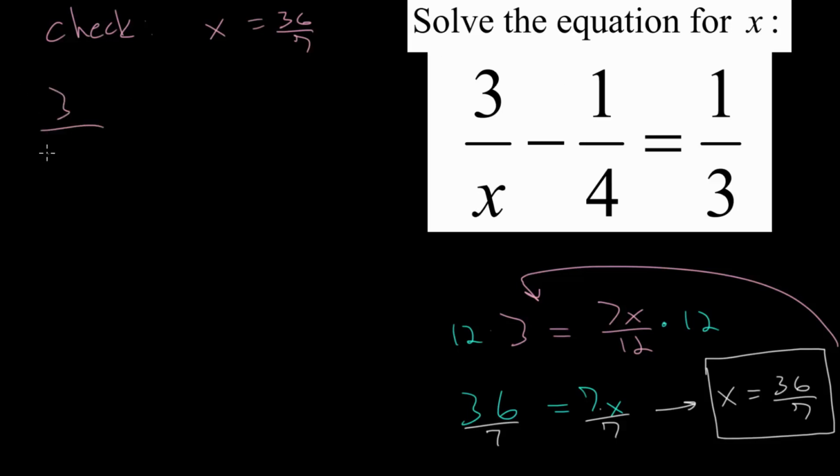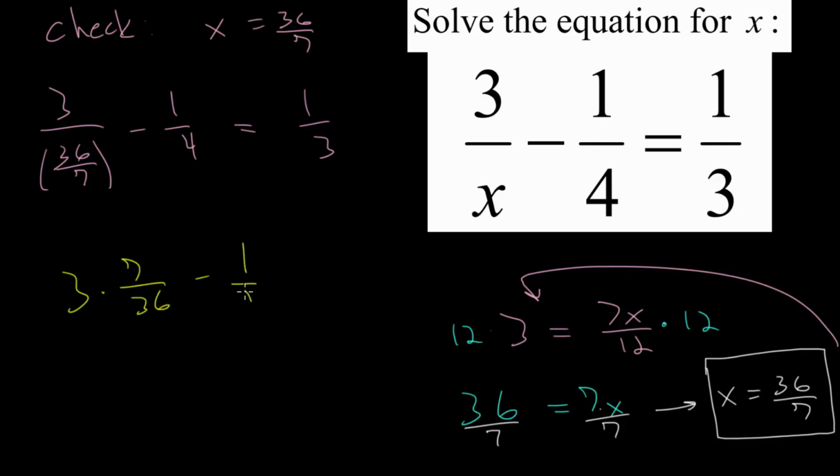So that we get 3 over 36 over 7 minus 1/4, and this should equal 1/3 if we're doing everything correctly. And notice here we are dividing by a fraction, so we can change this to multiplication by flipping that denominator, so that now it's 7 over 36. We're still subtracting 1/4, and we're hoping that this is 1/3. But let's just work on the left-hand side, and if it's 1/3, then we know we did this correctly.